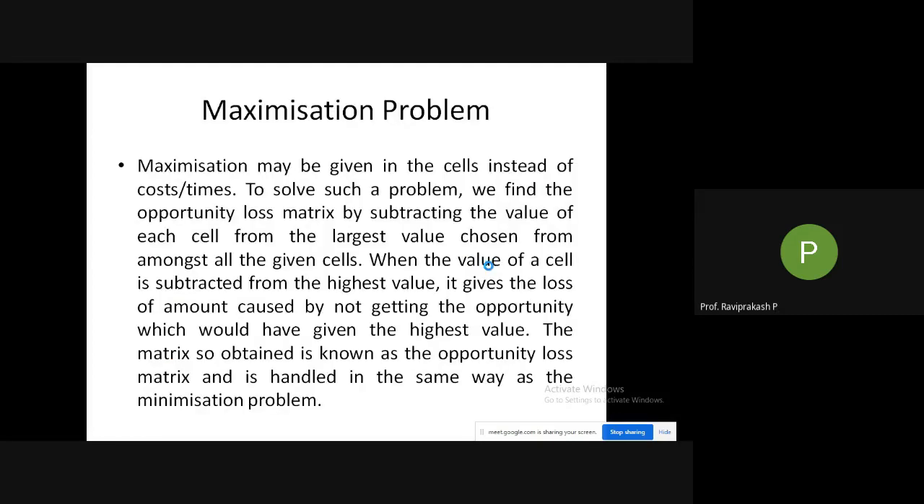Okay, coming to the next one, the maximization problem. In types, the second one is the maximization problem. The first one was unbalanced, the second is the maximization problem, and the third is multiple solutions, which we just saw in the two problems. So take this down, maximization problem.